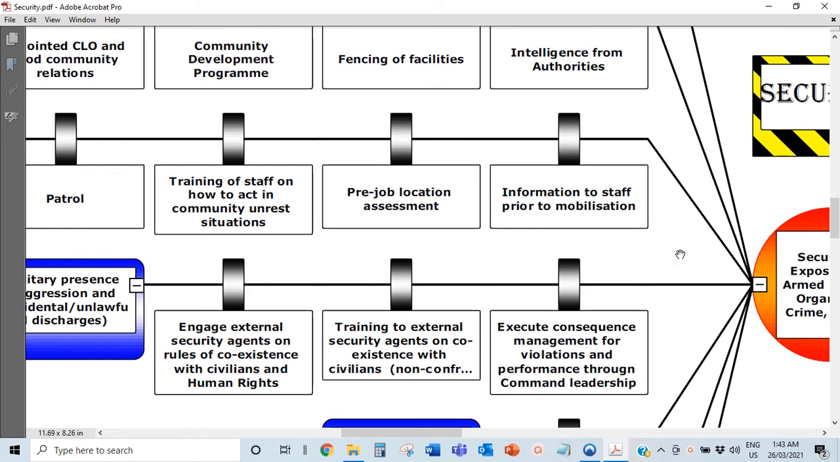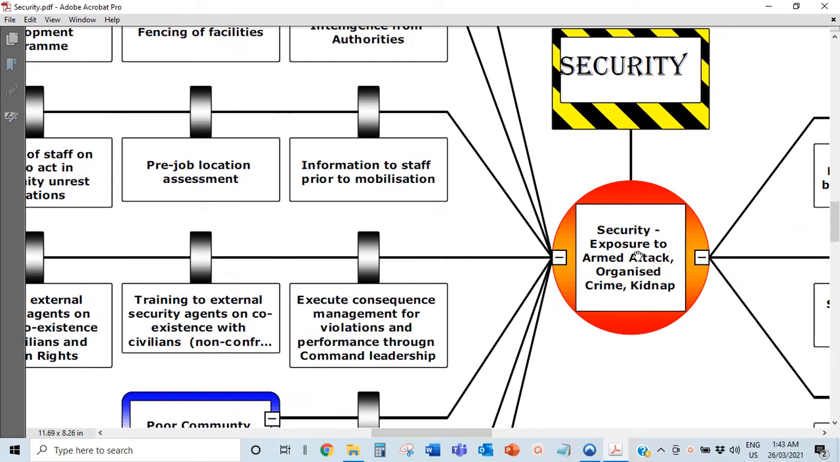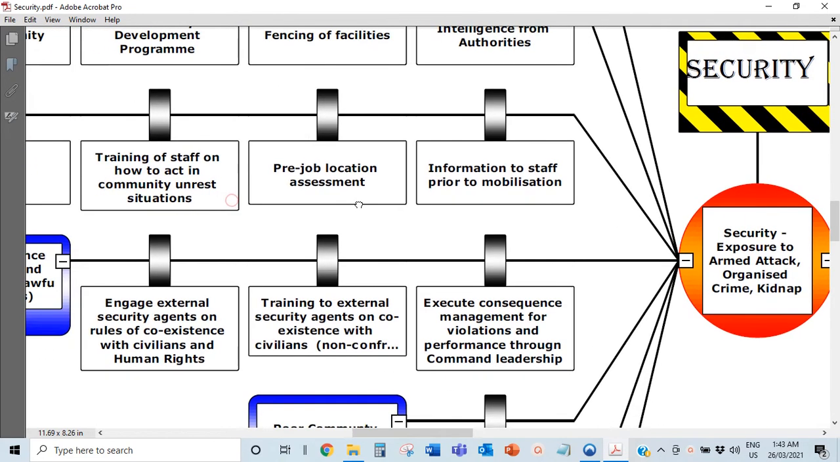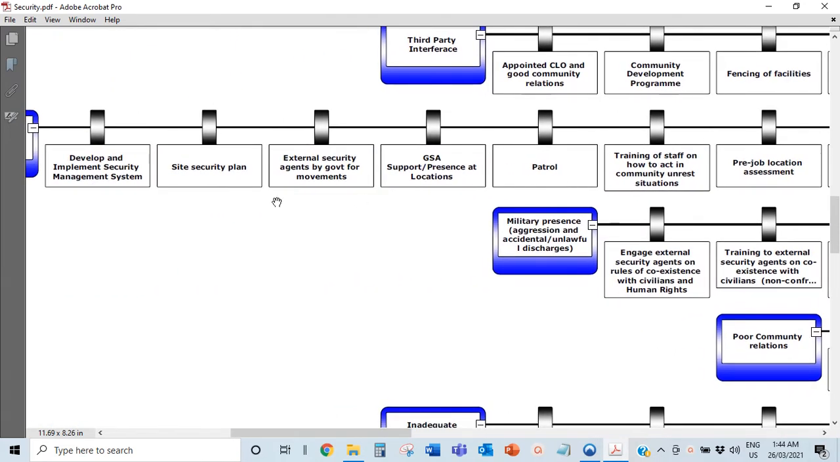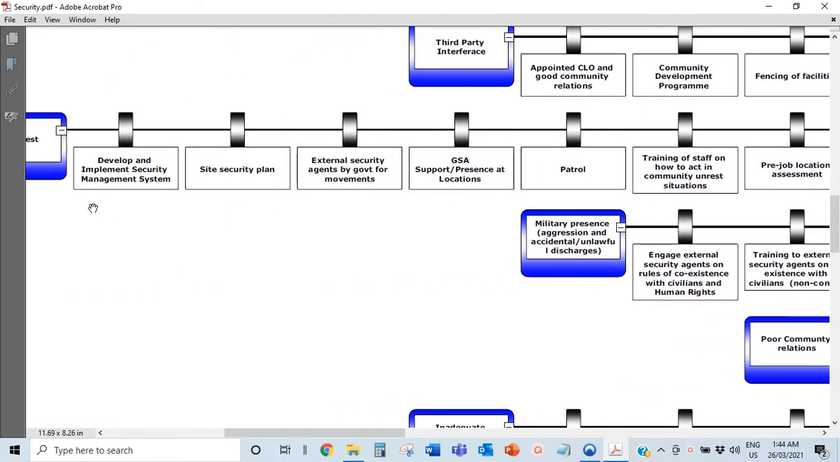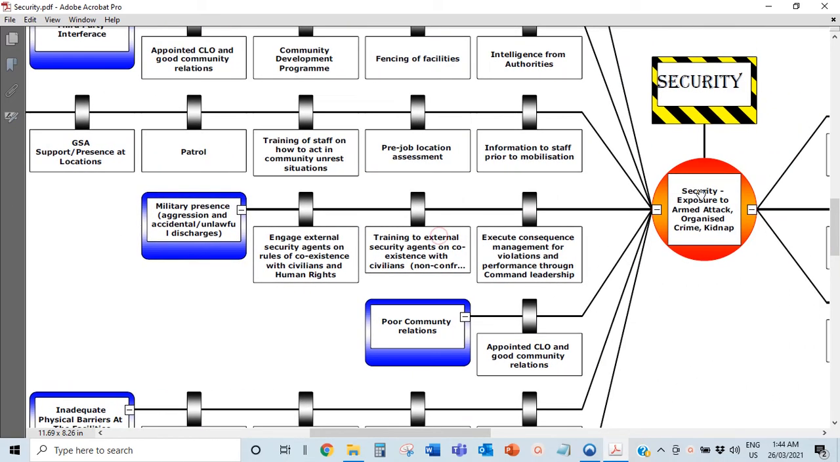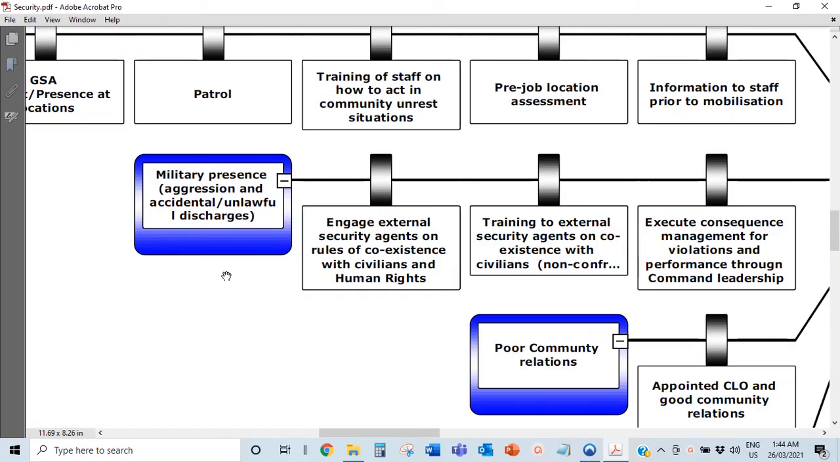You could do a bow tie for them, where the worst case scenario is they get attacked, they get kidnapped. And then of course all this would be ways to let them know to look into the situation and put barriers in place to avoid this top scenario happening.